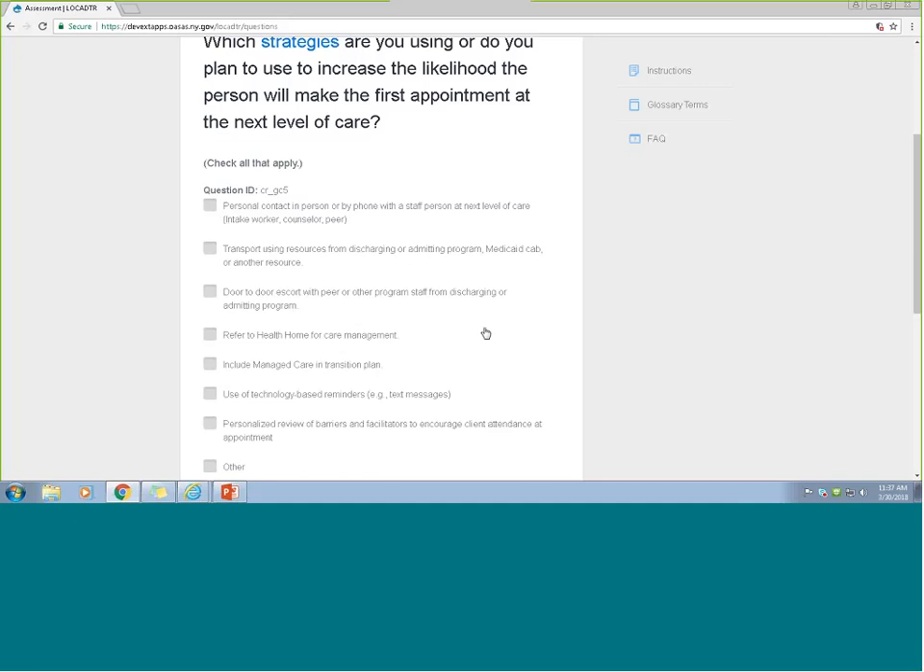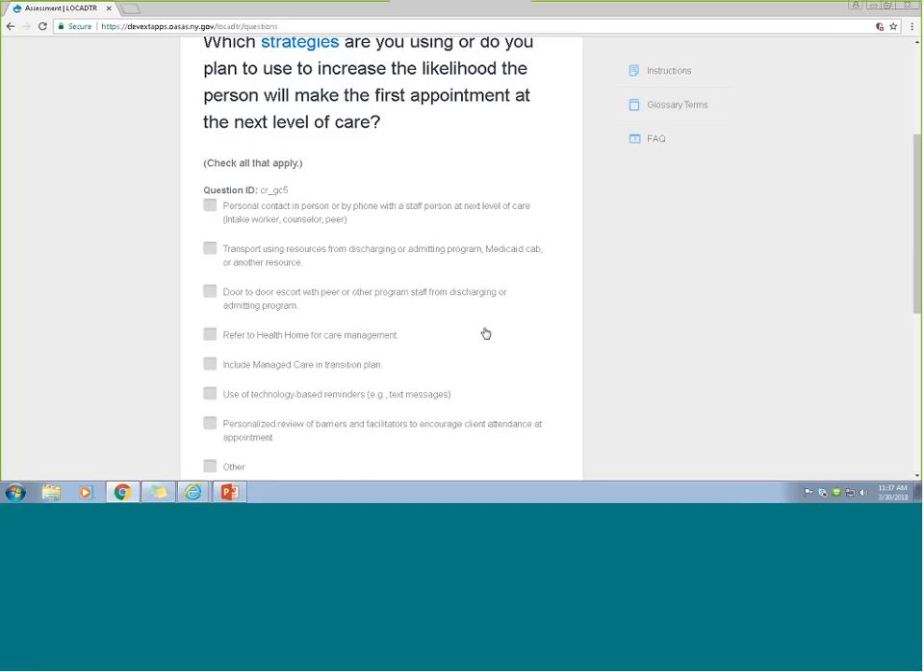And I think another point to make about this list of options or strategies for linking folks to care is that you can think beyond the resources that are available within your treatment program, or even beyond what is available at the treatment program you're linking to. So you'll see that there's transportation using resources from the program or a Medicaid cab or another resource.